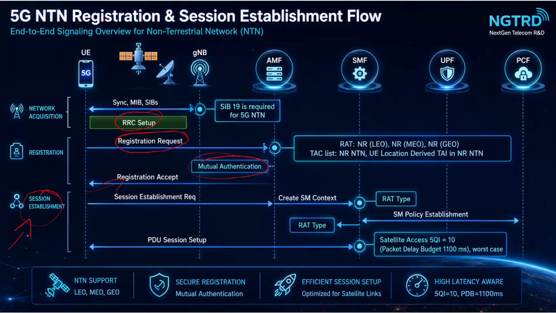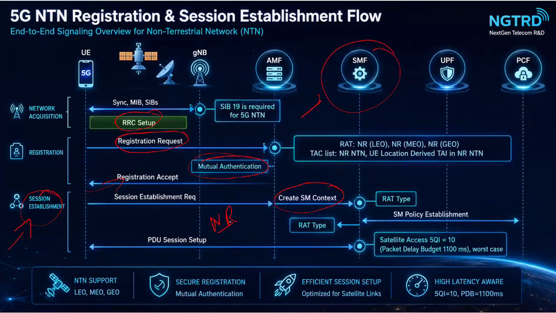Here, the UE now requests a PDU session, which enables IP connectivity, and the UE sends a PDU session establishment request to the SMF, right? After that, the SM context is created. So the SMF creates the session management context. As I said earlier, in case of 5G we have only one RAT, which is NR. But in case of satellite, there can be various RATs like NR LEO, NR MEO, NR GEO. So this allows the core network to apply satellite-specific policies.